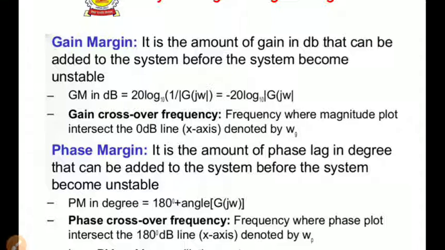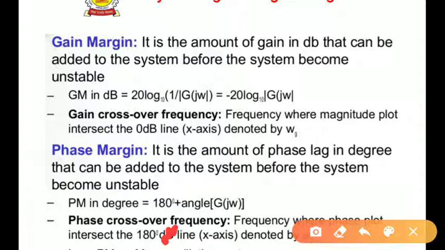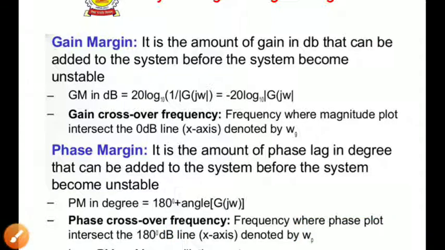Another important term is the phase crossover frequency. So we have two frequencies: first the gain crossover frequency and second the phase crossover frequency. What is the phase crossover frequency? It is the frequency where the phase plot intersects the 180 degree line. It's not dB, it's the 180 degree line. It is denoted by ωp. ωp is the phase crossover frequency. By using these two frequencies, we can analyze whether the system is stable or not.